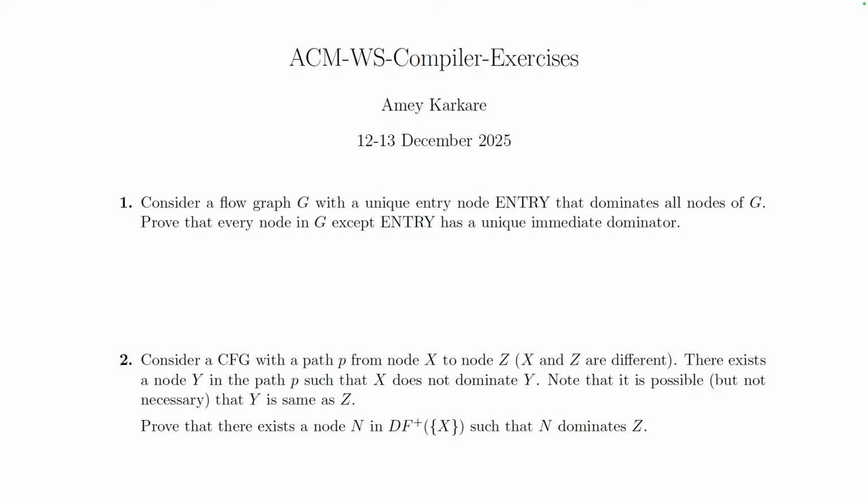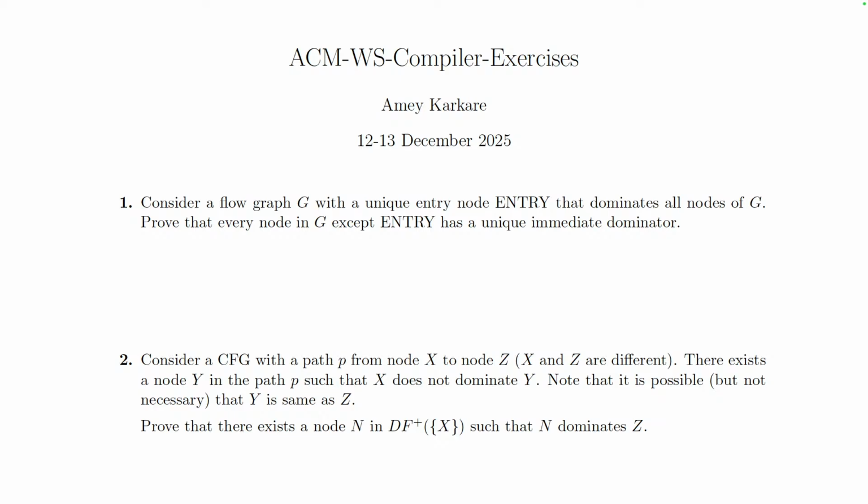No, but where did you get that y dominates z? No, I never said y dominates z, I said y is equal to z. So all three are the same. So it dominates itself, so n is equal to z, because n is equal to y is equal to z. But then have you proved that n belongs to the dominance frontier of x? But it's given that there exists a node n belonging to DF plus, the iterated dominance frontier. Then I think y belongs to the dominance frontier of x.